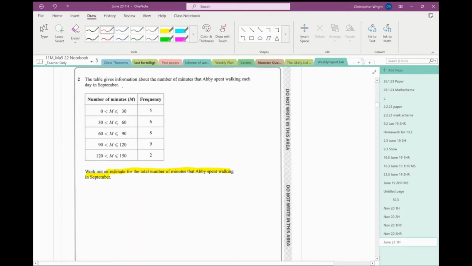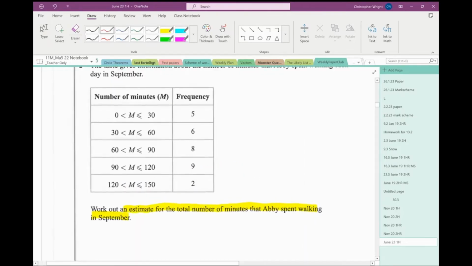Well, I'm going to need the midpoint because these 5 days here when she walked between 0 and 30, I don't know how long she walked each day, so I'm going to assume that that's 15. I'm going to assume that each of these 6 days she walked 45. Each of these 8 days, halfway between 60 and 90, 75. Each of these 9 days, halfway between those two is 105. Halfway between 120 and 150 is 135.